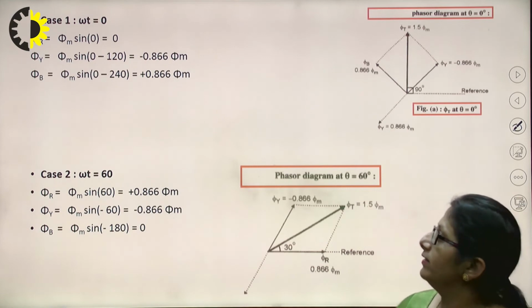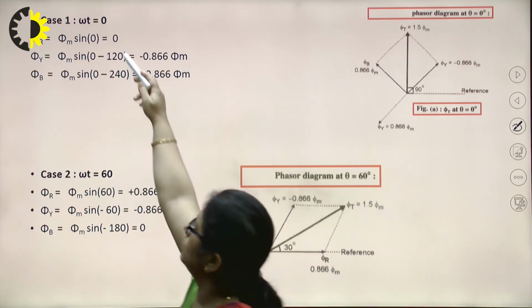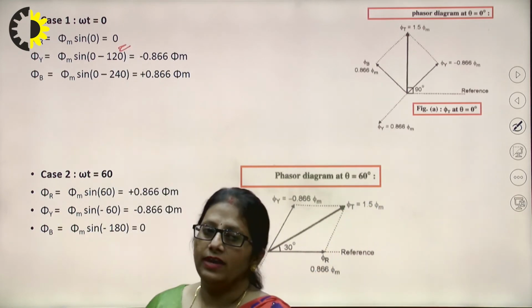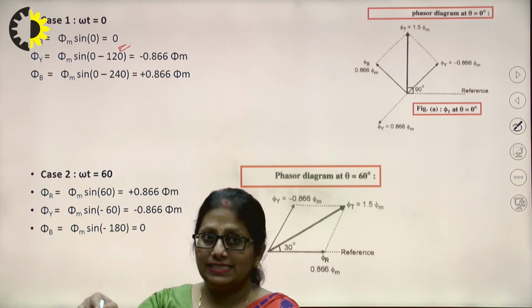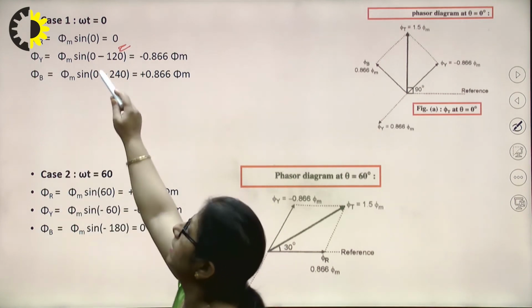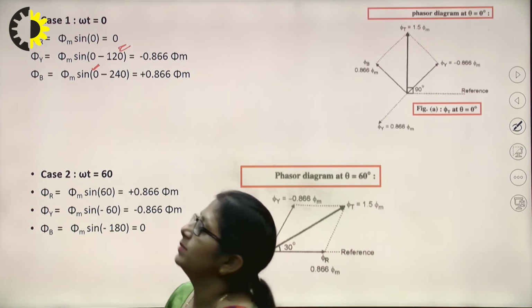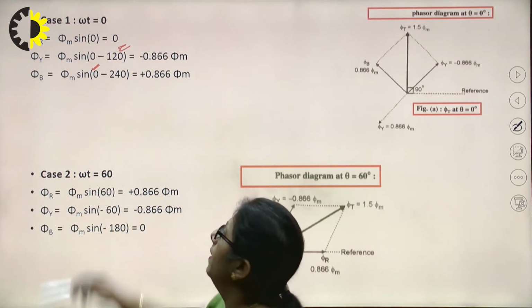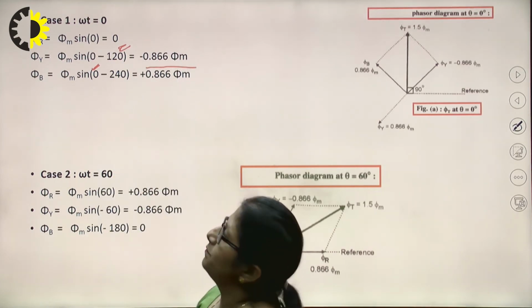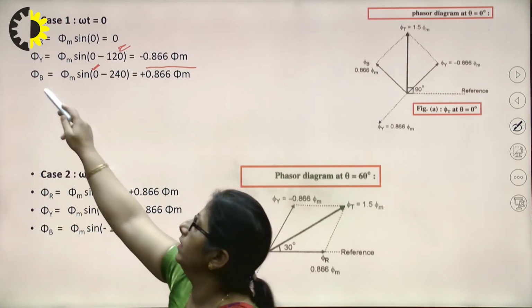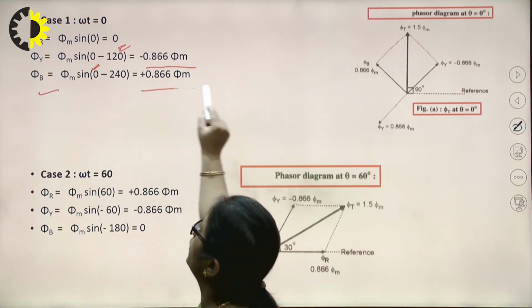Just substitute omega t as 0, right? So phi r is going to be phi m sin 0, so 0. Phi y is phi m sin (omega t minus 120), and omega t is 0, so that is minus 120. Its value will be minus 0.866 phi m, right? Similarly, phi b is going to be positive 0.866 phi m.